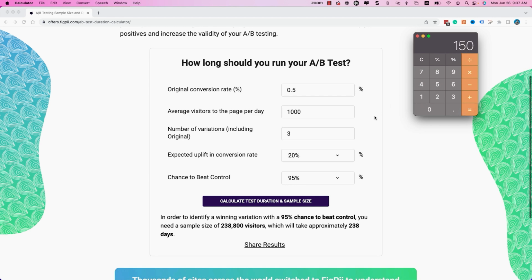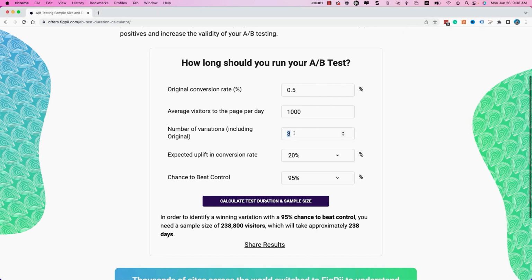So notice in this case, a 0.5% conversion rate, 1,000 visitors a day, 2 variations, 20% expected lift, 95%. It's going to take us 238 days. And that's the reason 200 conversions, in this case is even less, it's 150 conversions. It's really tough to run an A/B test.